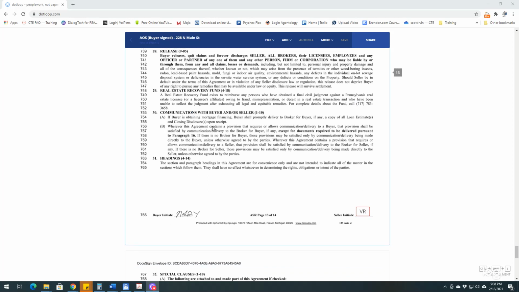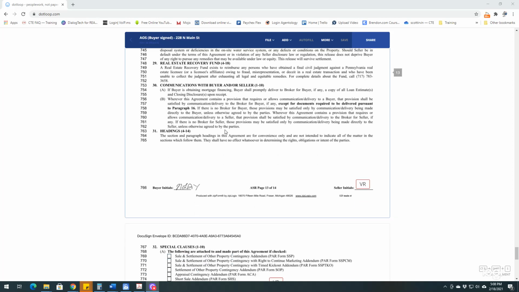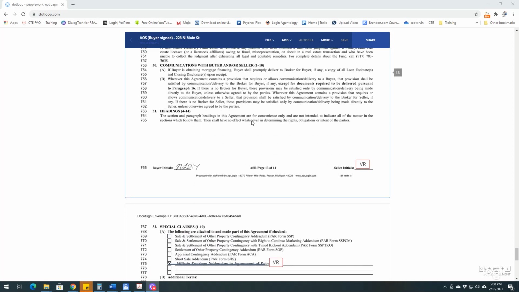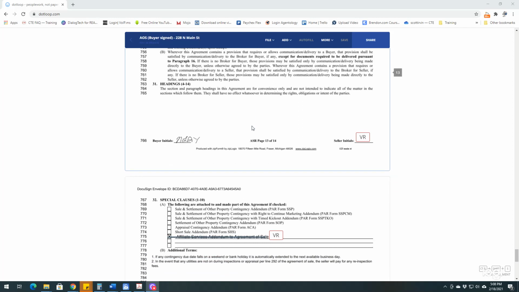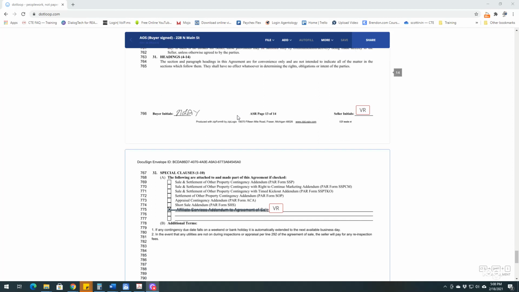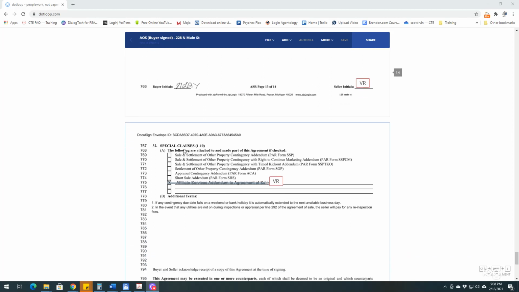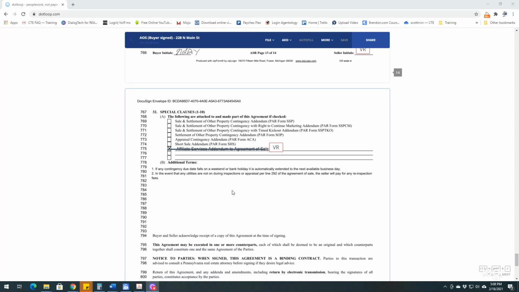Communication with buyer and seller, number 30, just says that you communicating through your agents is almost the same as you communicating with each other. 31 just talks about the headings in the agreement, and the sections have no effect whatsoever in determining the rights, obligations, or intent of the parties. Special clauses here, there are no special clauses here. We did strike out an addendum clause here, but this one here could be marked as an appraisal. If there's an appraisal contingency or sale and settlement, nothing is marked here. And any additional terms would be written down here.